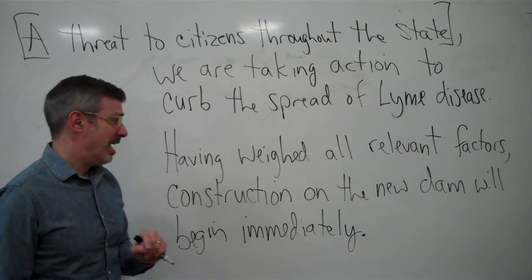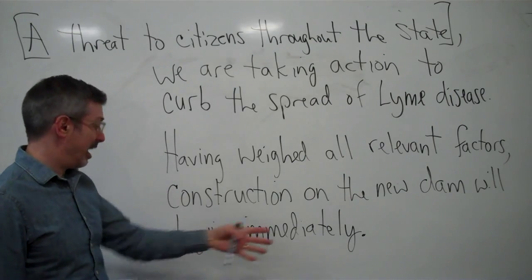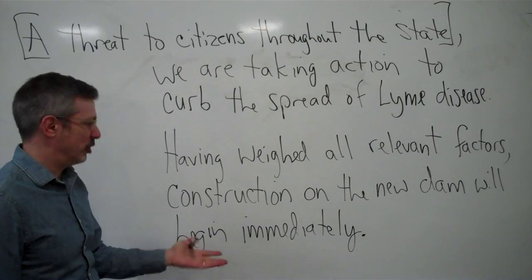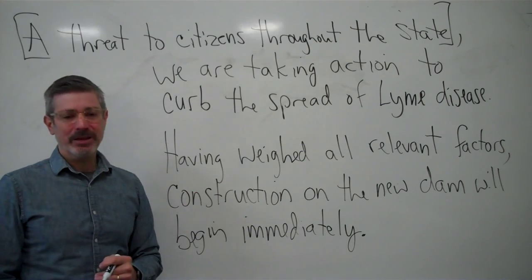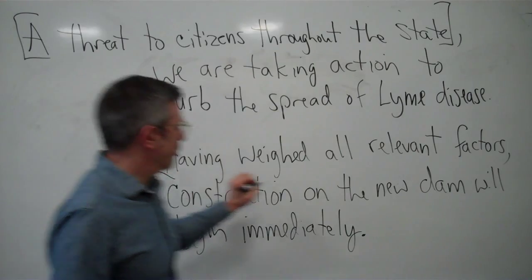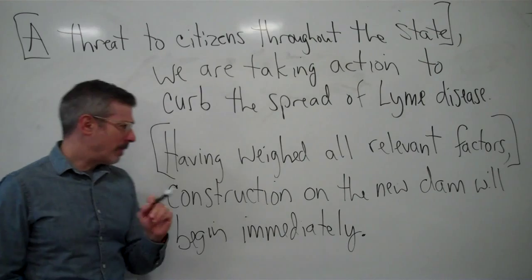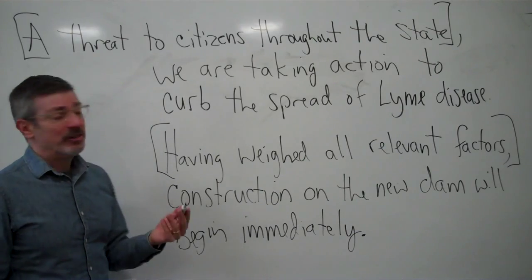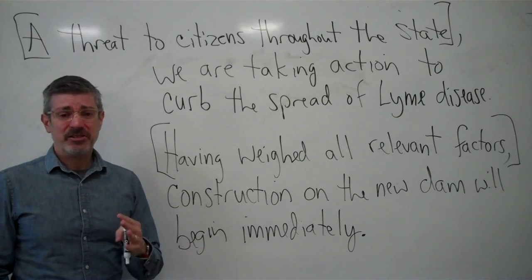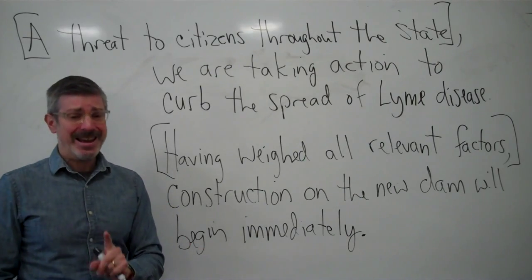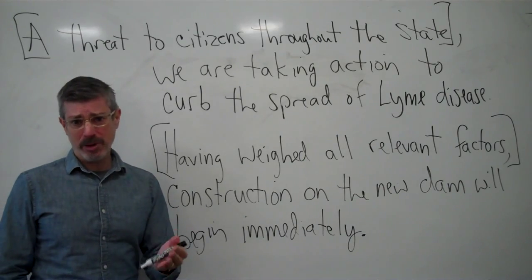Well, construction hasn't weighed relevant factors. We have, or the board has, or somebody has. Actually, there's nobody mentioned in the sentence at all who could have weighed relevant factors. So the problem here is this participial phrase. Once again, as is the case above, this is not an ambiguous sentence. It simply says one thing that cannot be, namely that construction on the dam has weighed all the relevant factors.